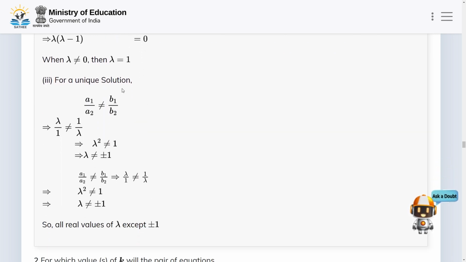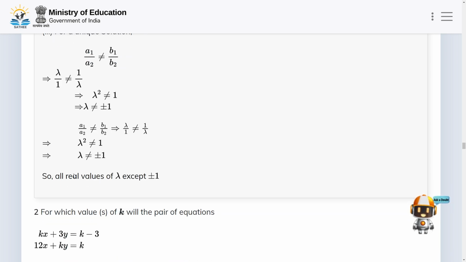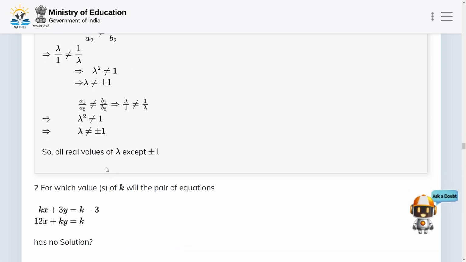one for a unique solution. Okay, so for a unique solution a1 by a2 is not equal to b1 by b2. Okay, so a1 by a2 does not equal to b1 by b2, and it implies lambda by 1 does not equal to 1 by lambda, and it implies lambda square does not equal to 1, and it implies lambda does not equal to plus minus 1. Okay, and a1 by a2 does not equal to b1 by b2, it implies lambda by 1 does not equal to 1 by lambda, so it implies lambda does not equal to plus minus 1.